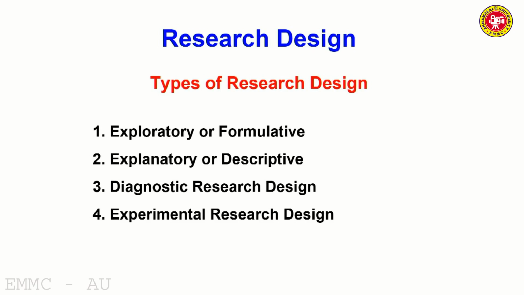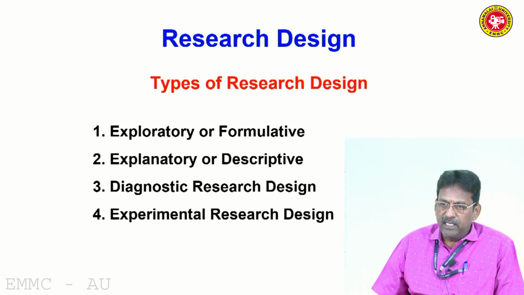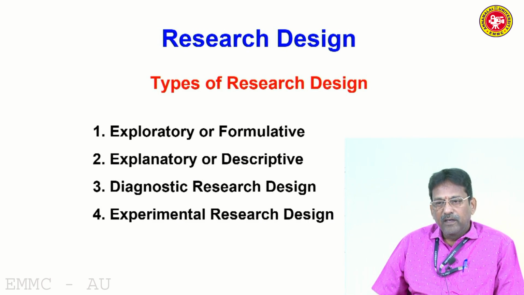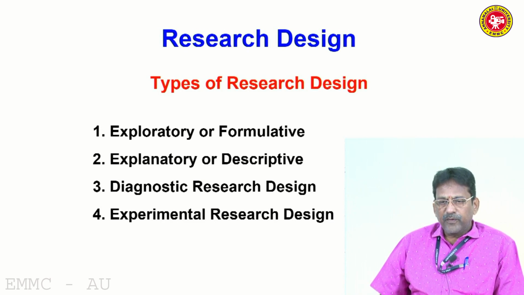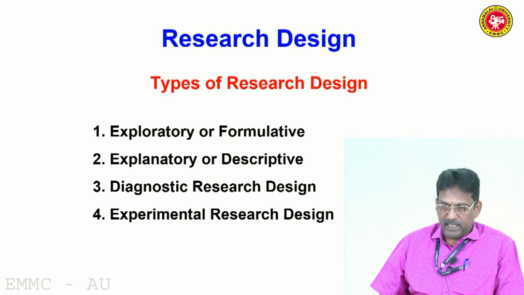Simply we can say research design is a pre-plan. For example, a civil engineer makes a blueprint before constructing a house. Based on the blueprint only, he will start the construction. In the same way, we have to plan before starting our research. Then only can we plan everything and finish our research successfully. There are 4 types of research design. One is exploratory or formulative, second is explanatory or descriptive, third is diagnostic research design, and fourth is experimental research design.